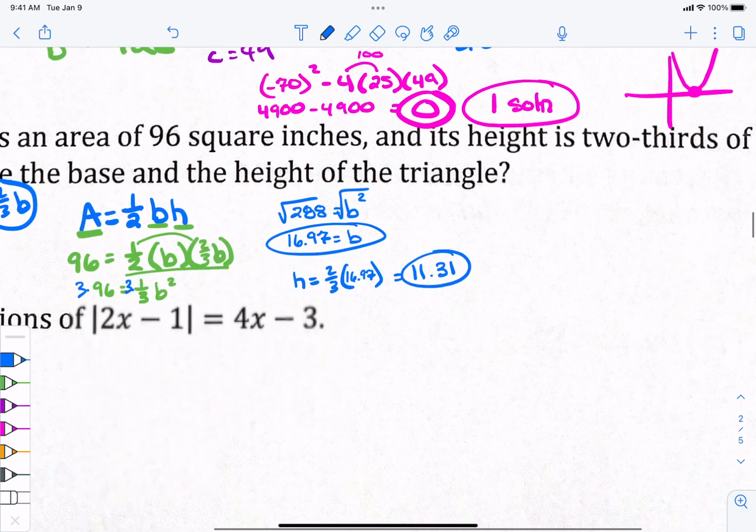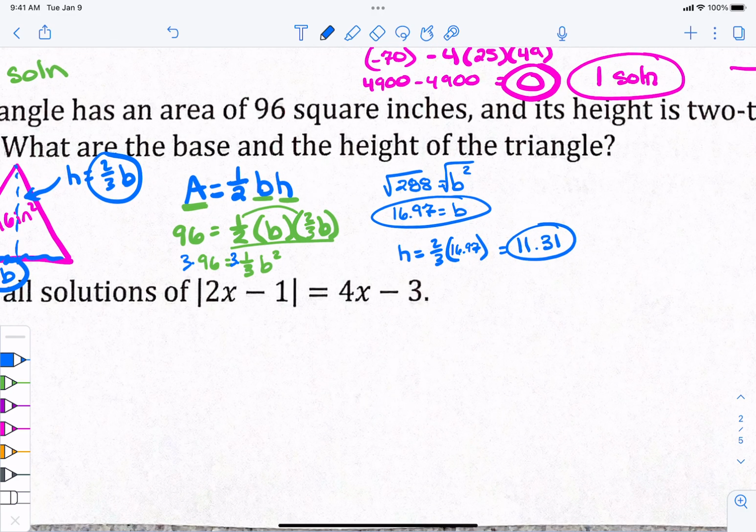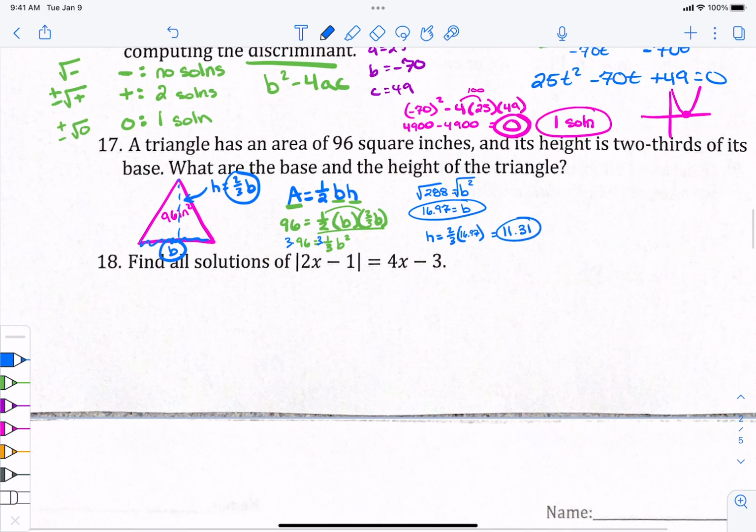So base and height. Now, if you take half times the base times the height, I would check that, right? Take 11.31 times 16.97 and take half of that, and you should get 96. I would plug that back in and check. You might not get 96 exactly because we rounded, but you would get 95.9 or something like that. Whatever. Okay, questions about that?